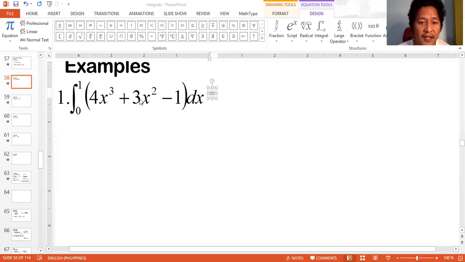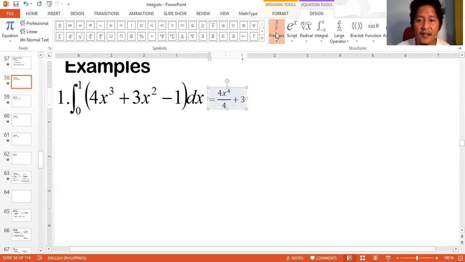So first, we just integrate, and then later on we'll perform the definite integral part. So to get the integral of 4x cubed plus 3x squared minus 1, again, 4, we copy the constant, right? And then x cubed. So ano mangyayari sa x cubed natin? What will be the exponent now of x? Dahil 3 ito, we'll just add 1. So magiging 3 plus 1, so this becomes 4. And then we place the 4 also in the denominator.